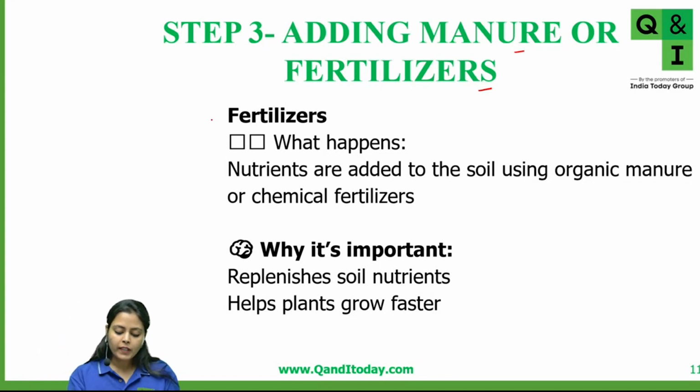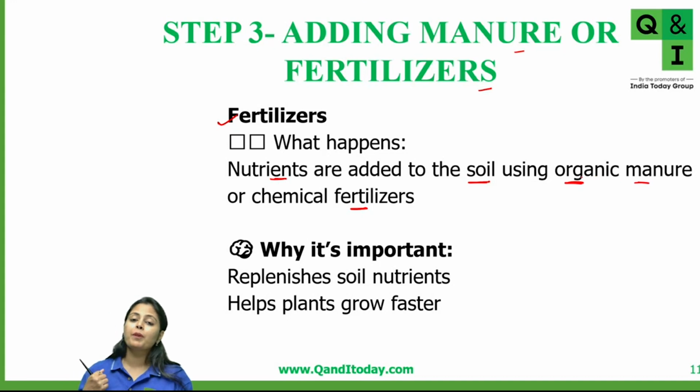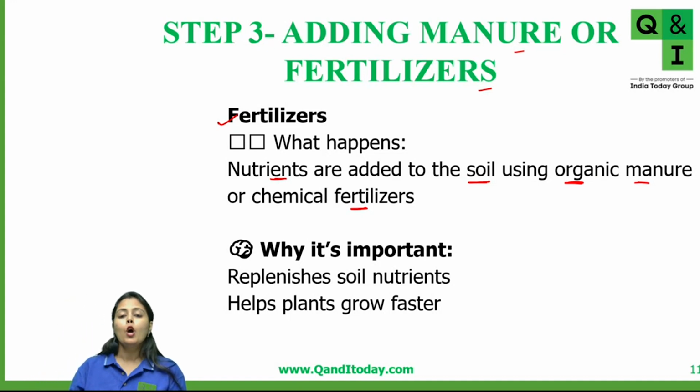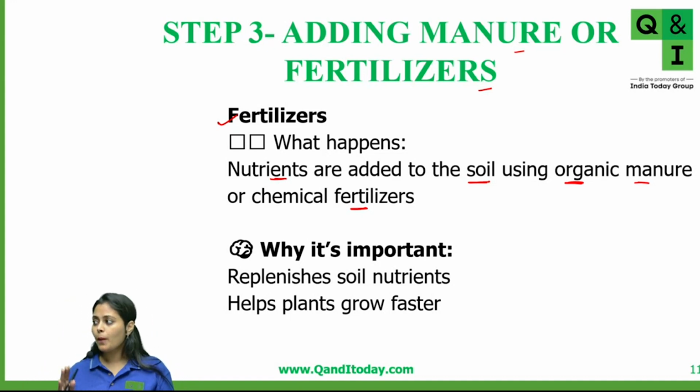Now, fertilizers are what? They are basically the nutrients which are added to the soil. Mostly fertilizers are chemical based, whereas manures are mostly organic. They are prepared by composting what? By composting vegetable peels, fruits, kitchen waste, household waste, degradable waste. All the degradable waste after composting becomes manure. So it is a farmer's choice to go either for chemical based fertilizers or for organic manures.